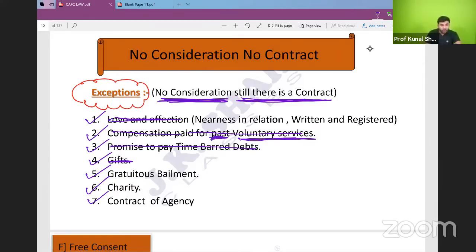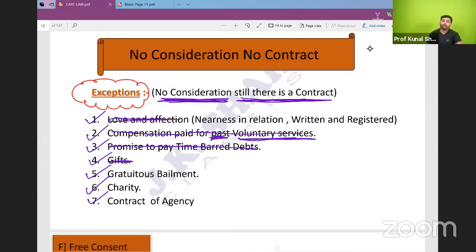It is the debtor who has a right to revive a time barred debt. Practically, a debtor won't do it. But if at all the debtor does, then in the promise made by a debtor to revive a time barred debt, there is no consideration, but still there is a valid contract.